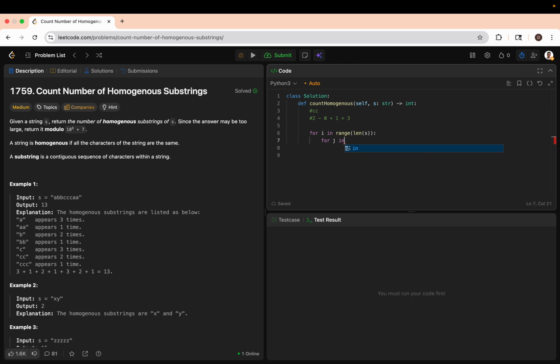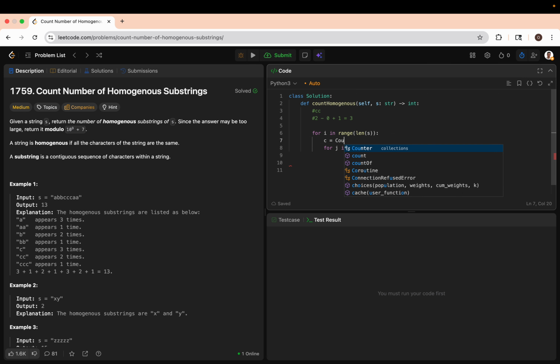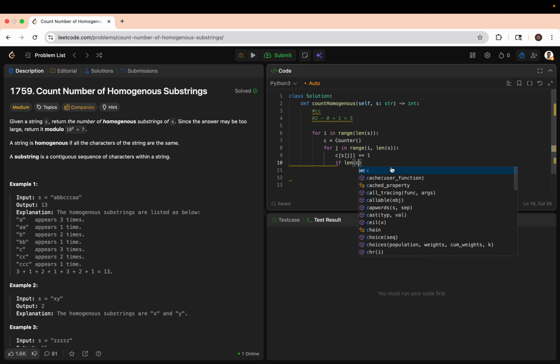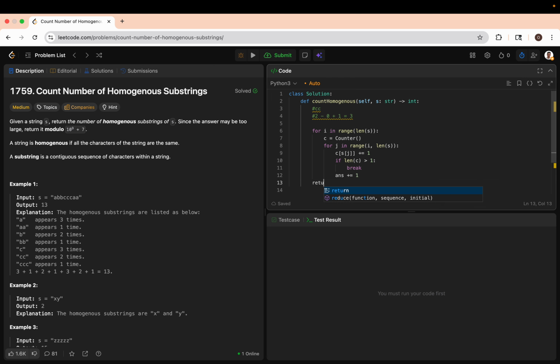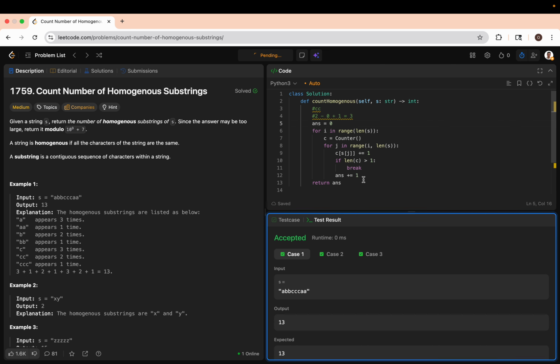So that's just to count the substrings manually, and that's going to take n squared in the worst case. So if there's a duplicate character, if length of C is bigger than 1, then we can just break, right? Because if there are duplicates, then we know the rest will also have duplicates, right? Till the end. Otherwise, we increment answer because that's another valid substring, and we just return answer at the end. So again, worst case, this is still n squared because maybe they're not duplicates till the very end of the string.